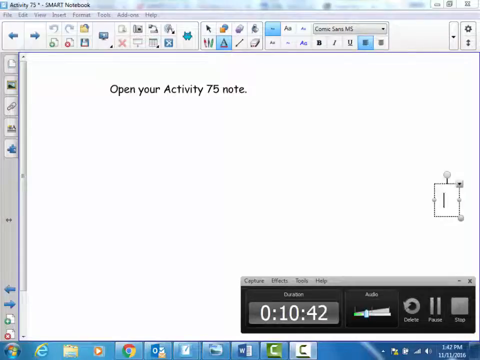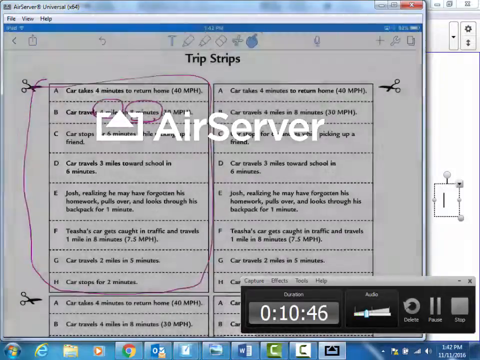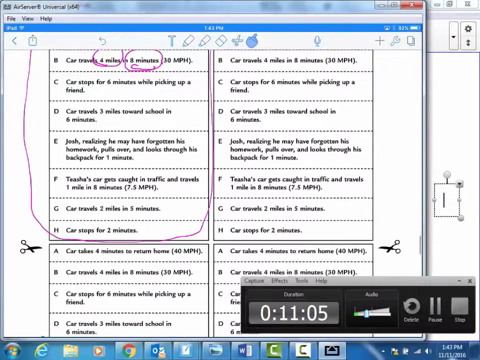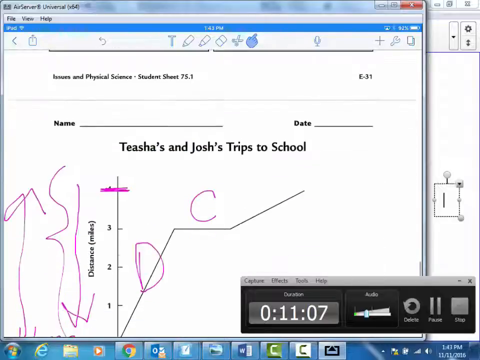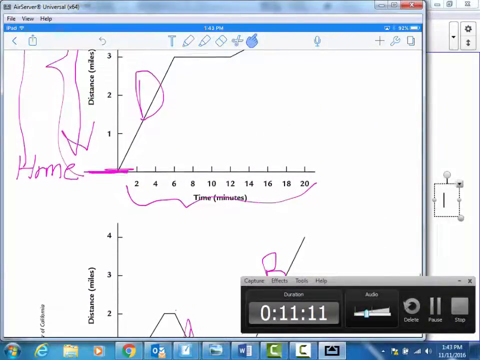So just for those of you that maybe had to kind of look at things, weren't exactly sure. Let's start with E. We're just going to review it. I know you got it right because people check it. So get your papers in front of you. It says Josh realizes he may have forgotten his homework and pulls over and looks through his backpack for a minute. So tell me, Gavin, how do we know that somebody stopped? What the line looks like if somebody stopped?